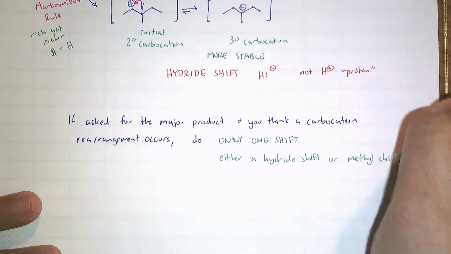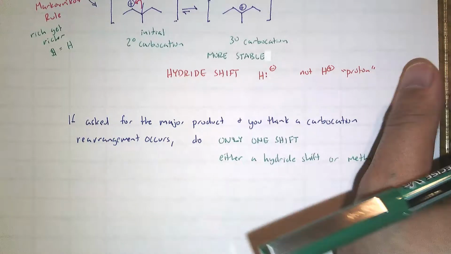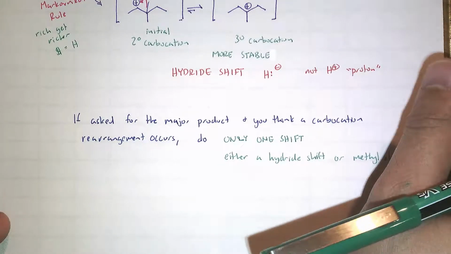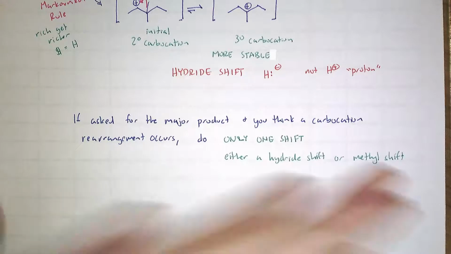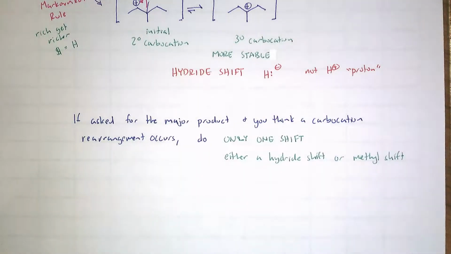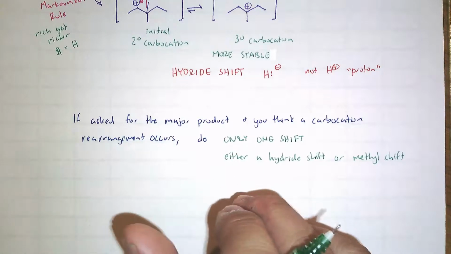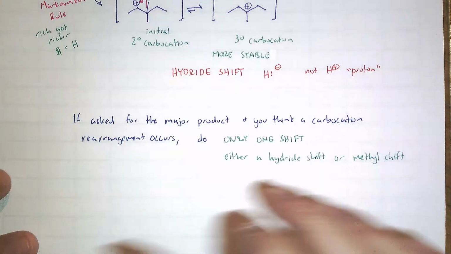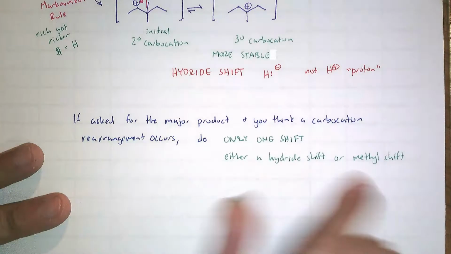Now, those of you who maybe read the textbook or looked up some other problems, you could also do what's called a ring expansion. We're not going to talk about ring expansions in this case, but those are the ground rules when I give a problem like this. If I expect the student to give me the major product, and they think there's a carbocation rearrangement, you could only do one shift and it's either hydride or methyl.